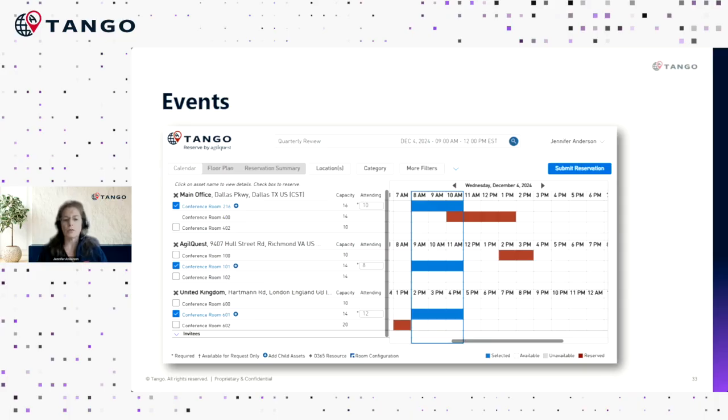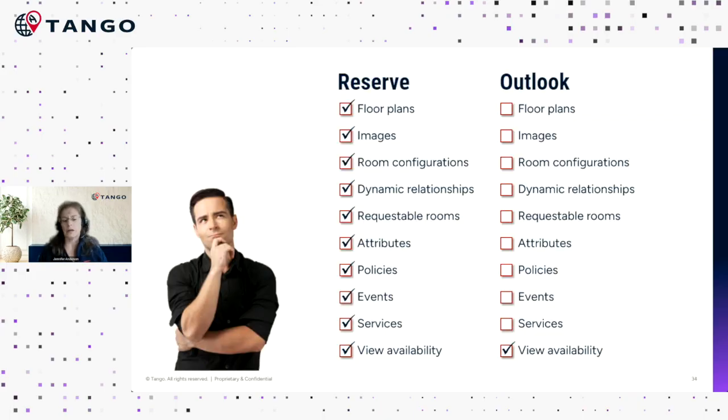The local time will be displayed in the calendar grid. This is way better than Outlook and provides the ability to view images, view attributes, view policies, add services, add equipment, and more. Considering those features and the scenarios we reviewed at the beginning, how does Outlook stack up against Reserve as a workplace solution? Which of these features would be most valuable to you or your customers? Which features should you learn more about?